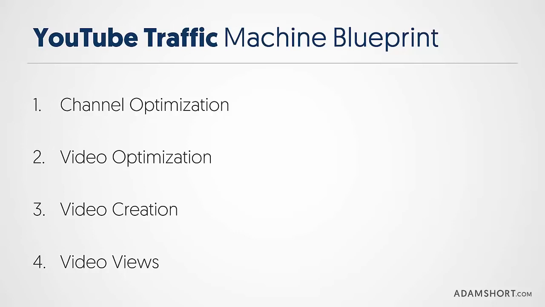So for instance, number 4, video views. The number of views that a video gets is really important. YouTube looks at that as a ranking factor. So the more views a video gets, the higher it tends to rank in YouTube and over at Google as well.